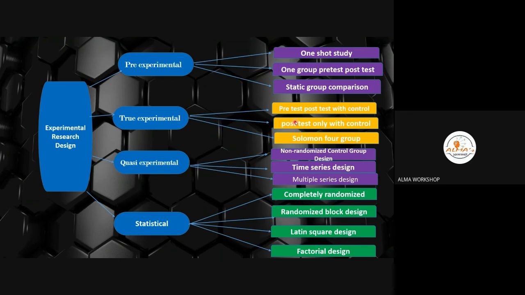True experimental research design has three types: pretest-posttest with control, posttest-only with control, and Solomon four-group design. In quasi-experimental research design, you have non-randomized control group design, time series design, and multiple series design. And in statistical, you have completely randomized block design, Latin square design, and factorial design.